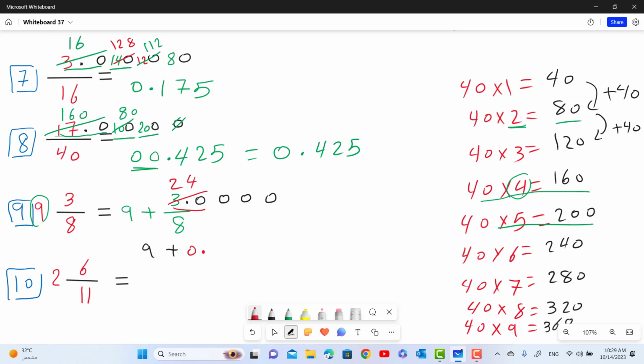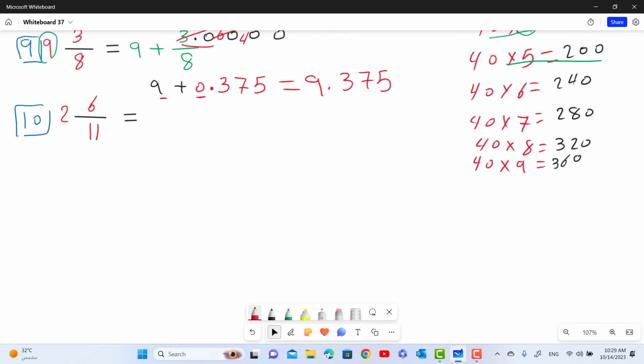How many number left? 6. 24 divided 8 is 3. 6 divided 8 we can't. But which number less? If we said 6 times 8, 48. 7 times 8, 56. 8 times 8, 64. No, then take 56. How many number left here? 4. We said 56 divided 8 is 7. 40 divided 8 easy is 5. Then we finish. 0 divided 8, 0. We don't need it. Then the answer will be 9 plus 0.375. 9 plus 0.375 will be 9.375.